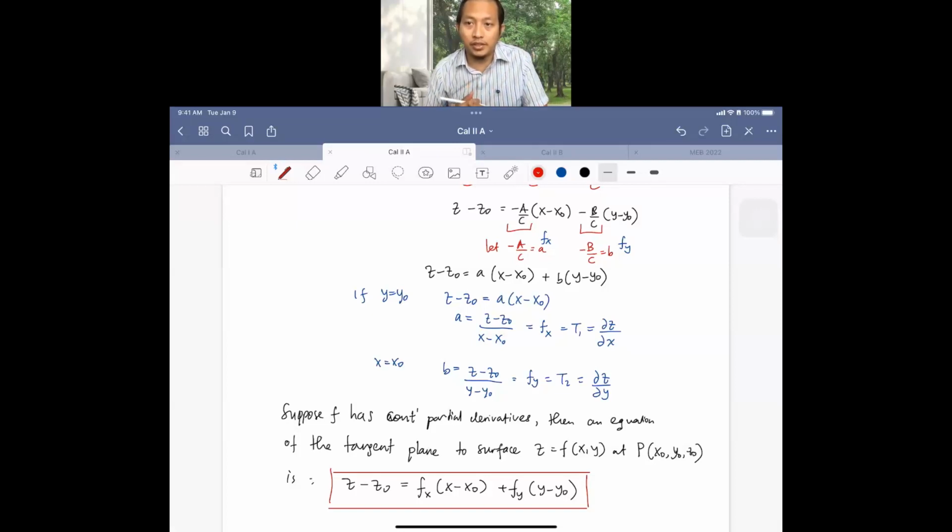Into plane equations. And the plane equation will have partial x and partial y. And we can simply use the formula here to denote the tangent plane.